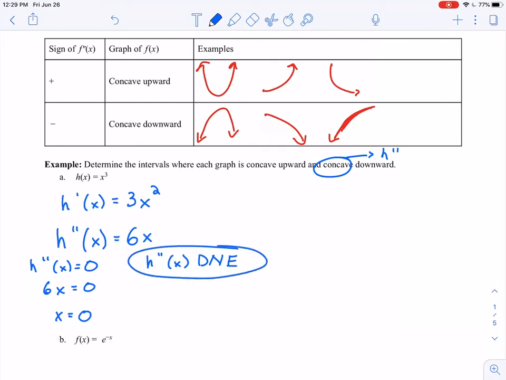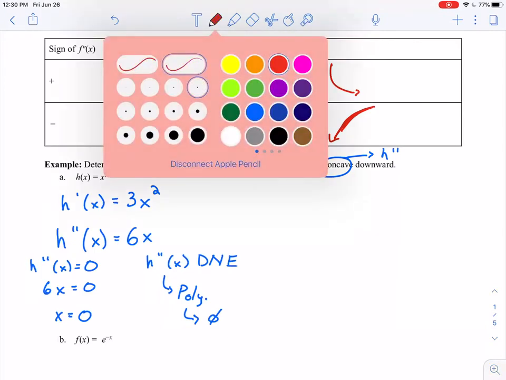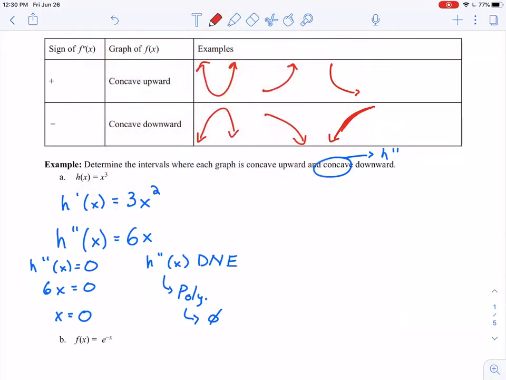h double prime of x does not exist. Again, I can look at the second derivative here. h double prime of x is equal to 6x. This is a polynomial, and I know that polynomials are continuous everywhere. So what that means is I'm really not going to have any new partition numbers. There really are no x values where h double prime of x does not exist. So you can just say there's not really any solutions to that possibility. So I have my single partition number.